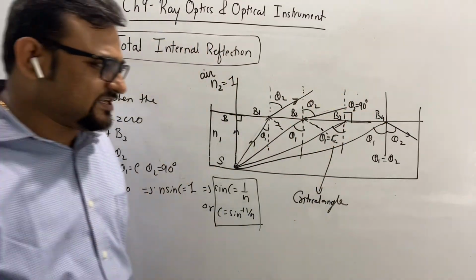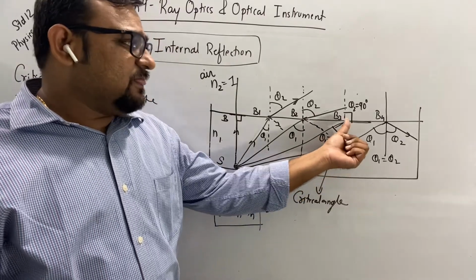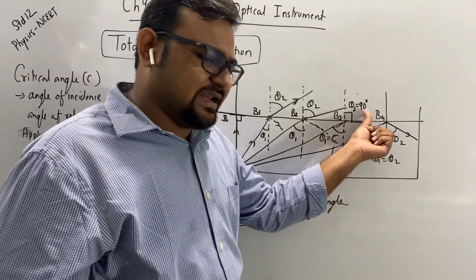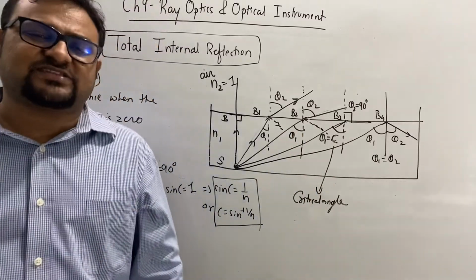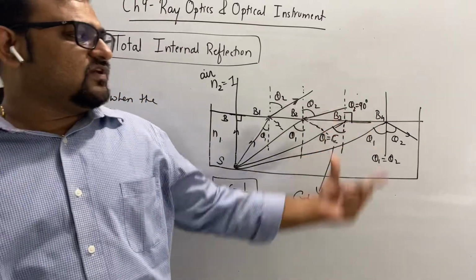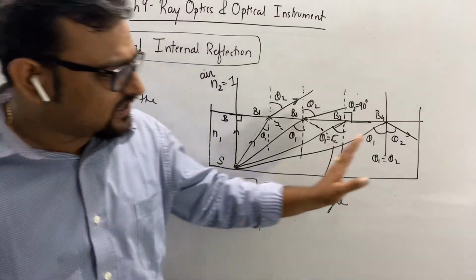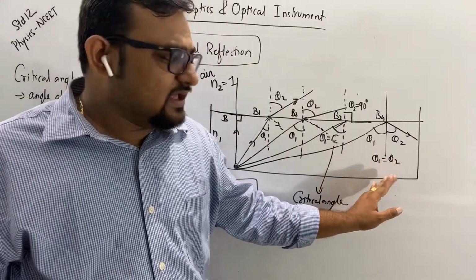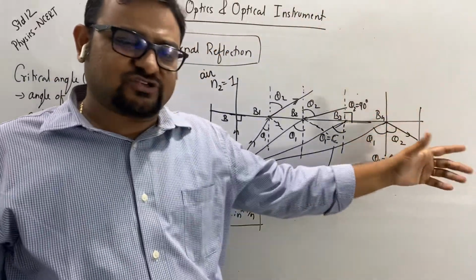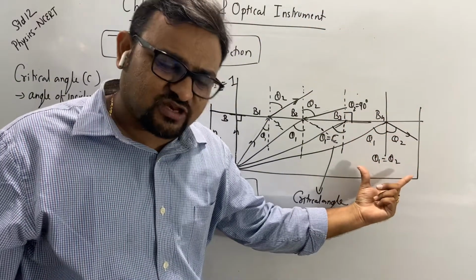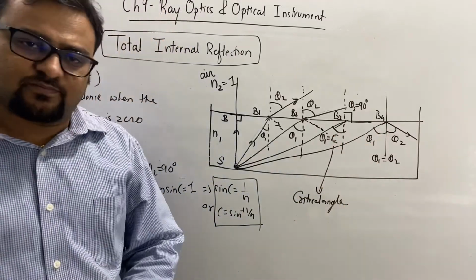At one stage, at theta 1 equal to C, the angle of refraction will be 90 degree. This angle is called critical angle: the angle of incidence at which the angle of refraction is 90 degree. Okay? And if we still go on increasing the angle, then it will be totally reflected internally. So this is total internal reflection, and it will follow the law of reflection.